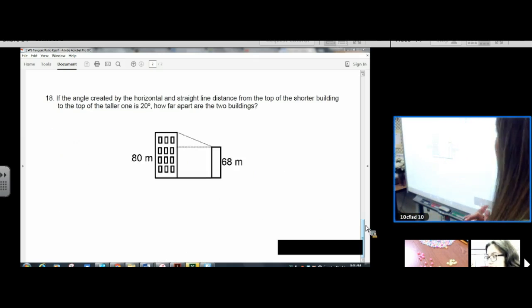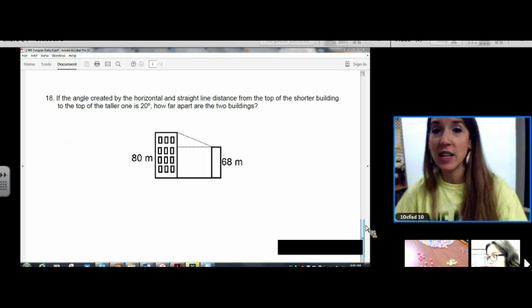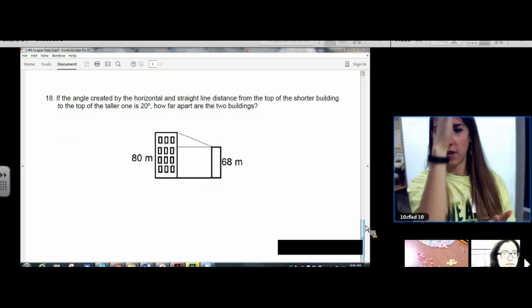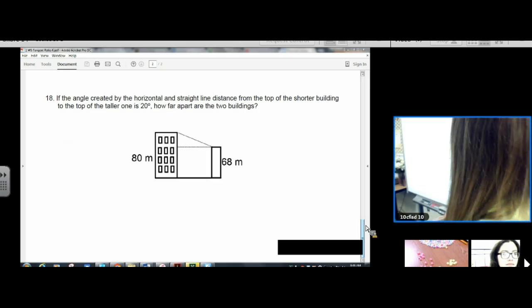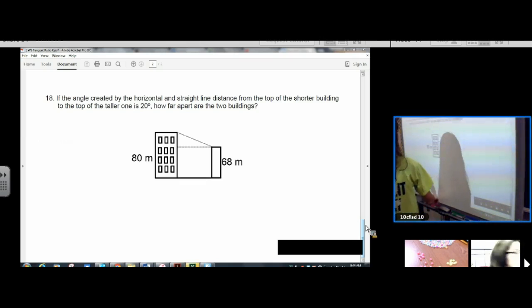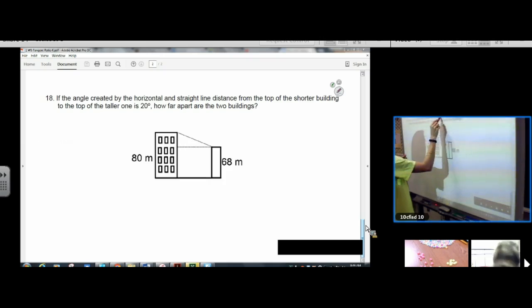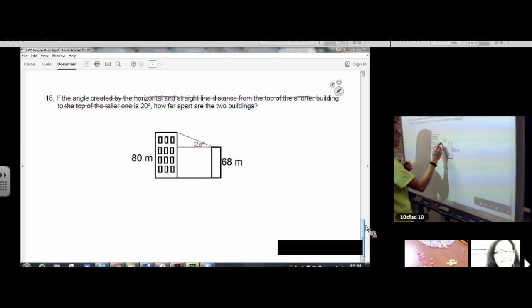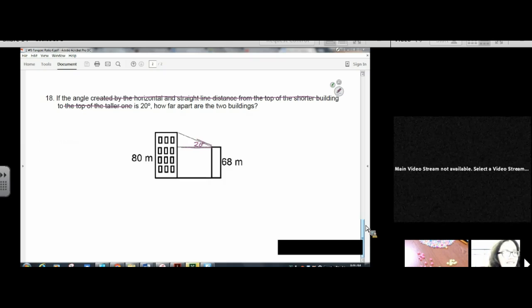Number 18, the angle created by the horizontal. You need to know what a horizontal is. Horizontal, vertical. The angle created by the horizontal and straight line distance from the top of the shorter building to the top of the taller one is 20 degrees. That is a fancy way of saying that this angle is 20. How far apart are the two buildings?